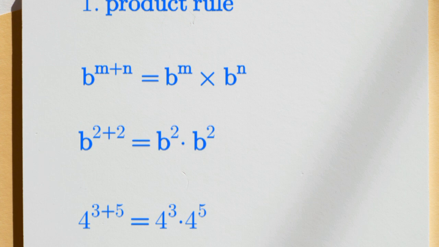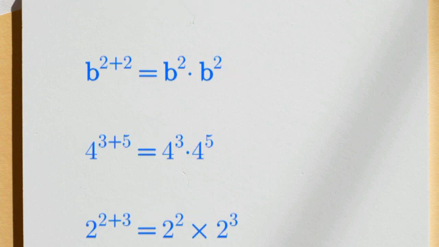Now, let's put this in context. So, we have another example. When you have 2 raised to the power of 2 plus 3, it is equal to 2 raised to the power of 2 multiplied by 2 raised to the power of 3. Now, to further explain this, as you can see on our left hand side, we have 2 raised to the power of 2 plus 3. So 2 raised to the power of 2 plus 3 is equal to 2 raised to the power of 5.